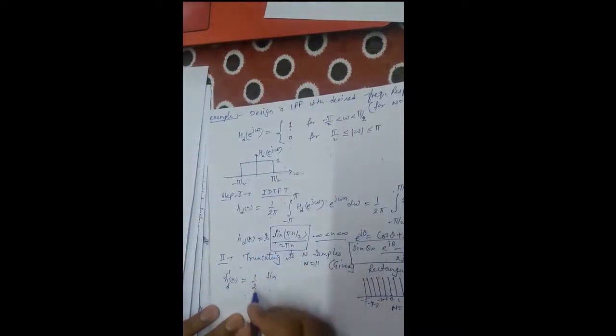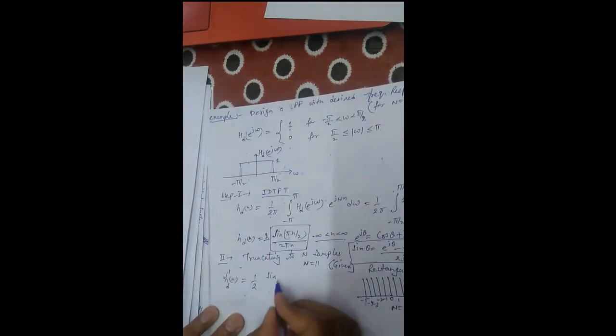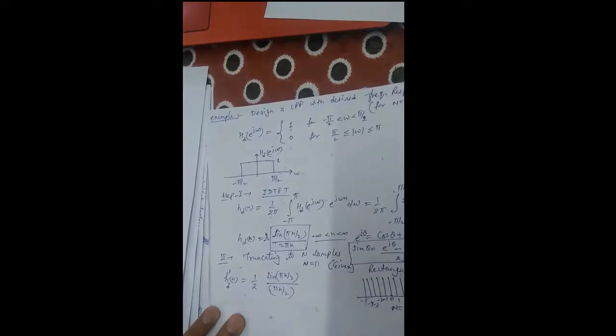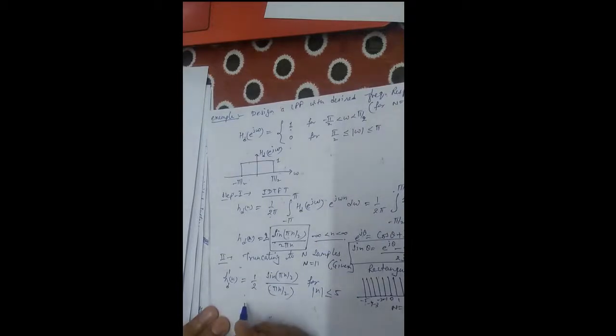Okay, so that 1 by 2 multiply and divide by 2, 1 by 2 sine pi n by 2 upon pi n by 2, that 2 is multiplied and divided. For now n is truncated to 5, that bar shows minus 5 to plus 5. So this is basically the 1 by 2 sine theta upon theta form.